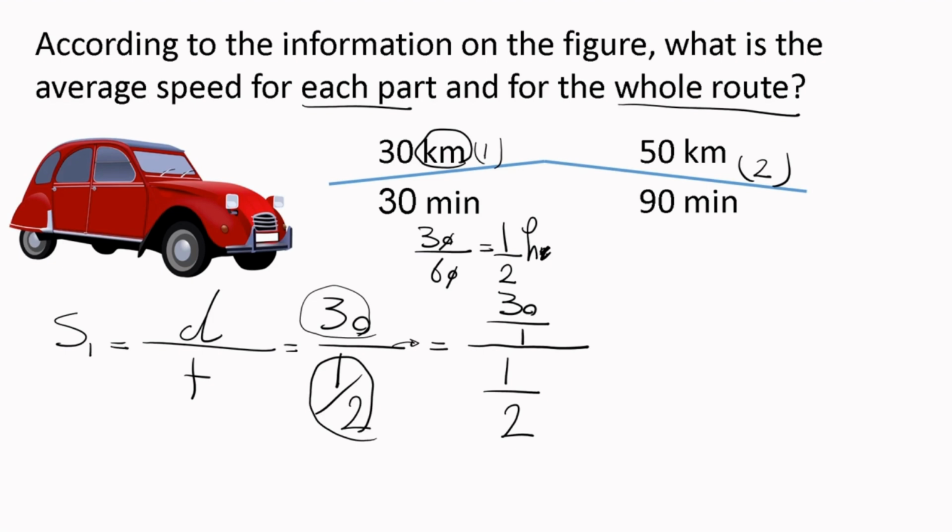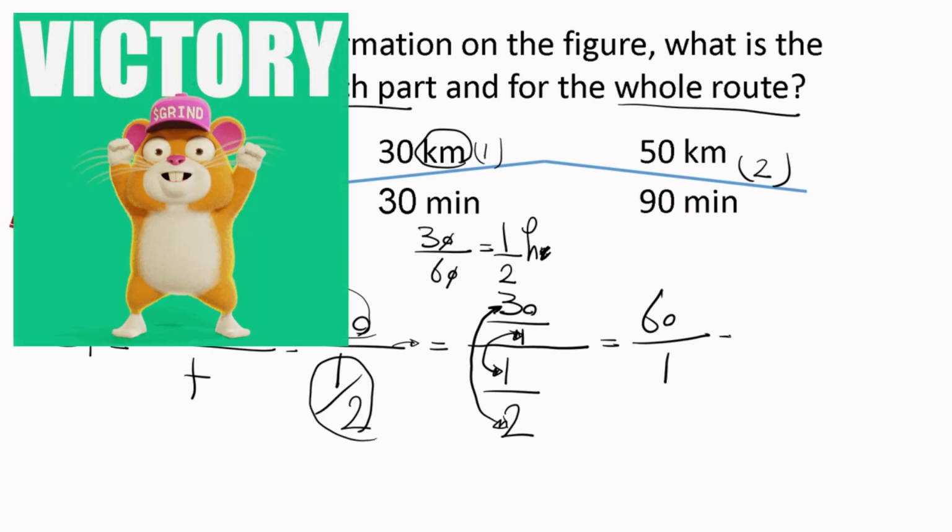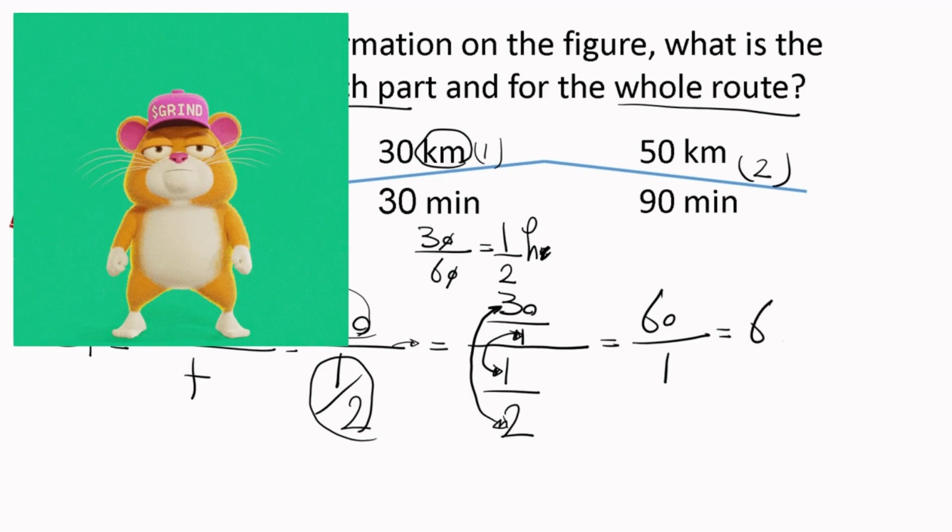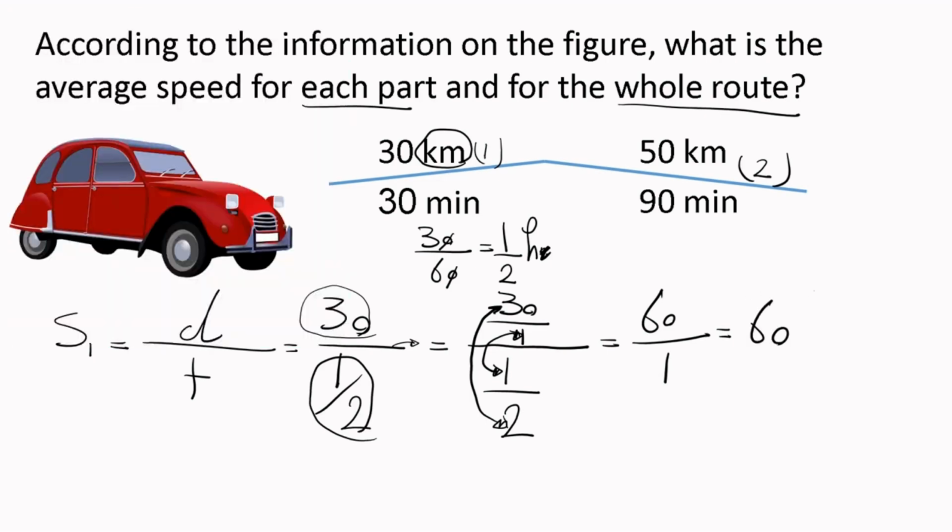Now I can easily calculate the answer. How? I must multiply close to close and far by far. So 2 times 30 will be 60 and 1 times 1 will be 1. So the answer will be 60 over 1, which is 60. And what is the unit of that? It is kilometer per hour. Let me erase the board to make some space for myself.